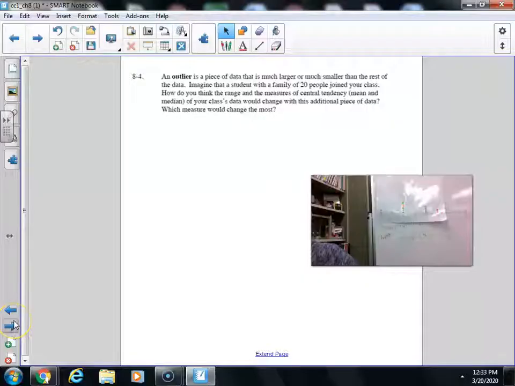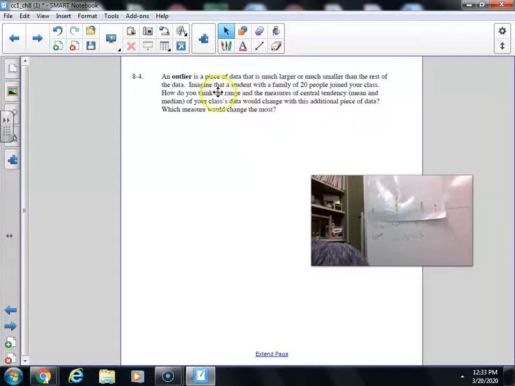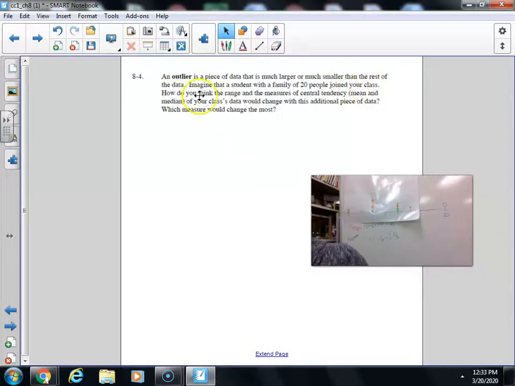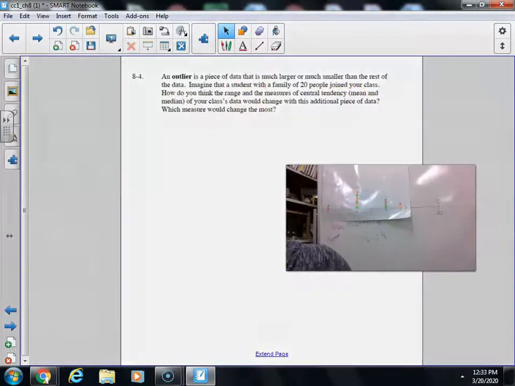So an outlier is a piece of data that's much larger or much smaller than the rest of the data. Imagine that a student with a family of 20 people joined your class. How do you think the range and the measures of central tendency, meaning the mean and the median, of your class's data would change with this additional piece of data? Which measure would change the most?